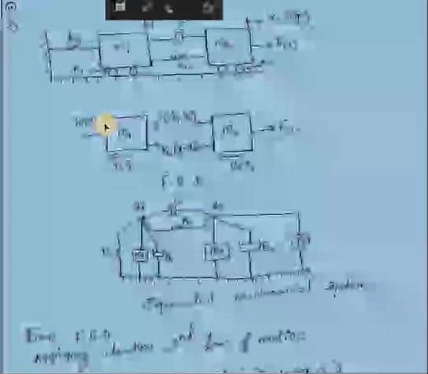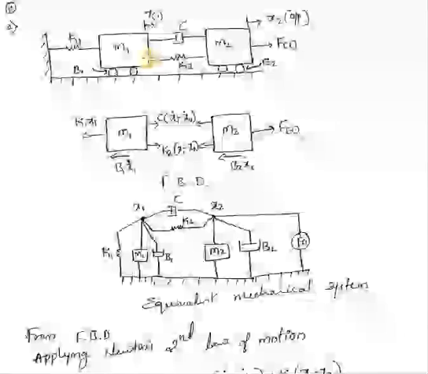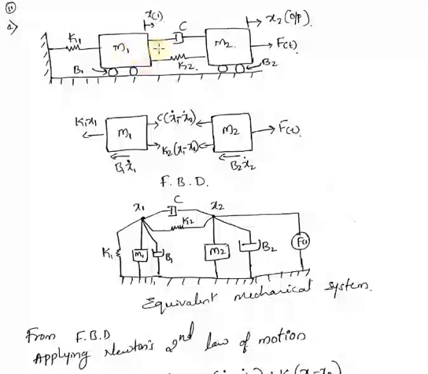So here, this is the given problem. You need to find out the transfer function of the given system. Whenever you are asked to write the transfer function, or to write the differential equation, the very first step is to draw the free body diagram as well as the equivalent mechanical system. Whether asked or not, you have to do these two steps. First is the free body diagram, and second is the equivalent mechanical system.